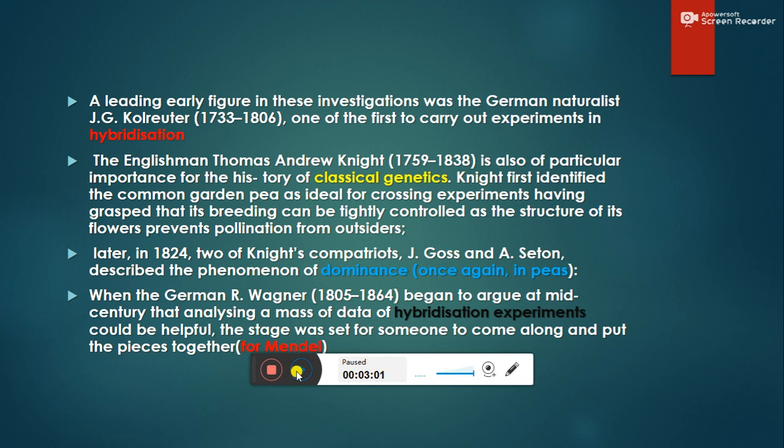Later, in 1824, two of Knight's compatriots, J. Goss and A. Seton, described the phenomenon of dominance, once again in peas. And next, when the German Wagner, 1805 to 1864, began to argue at mid-century that analyzing large amounts of data from hybridization experiments could be helpful, the stage was set for someone to come along and put the pieces together, and that person was Mendel.